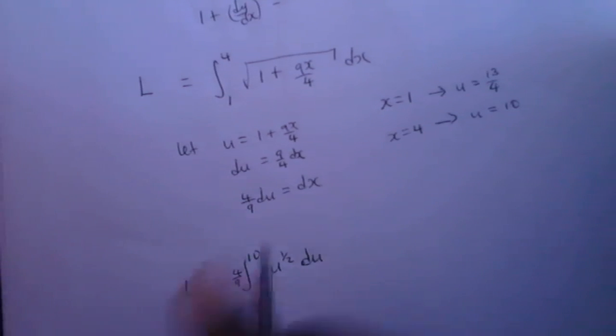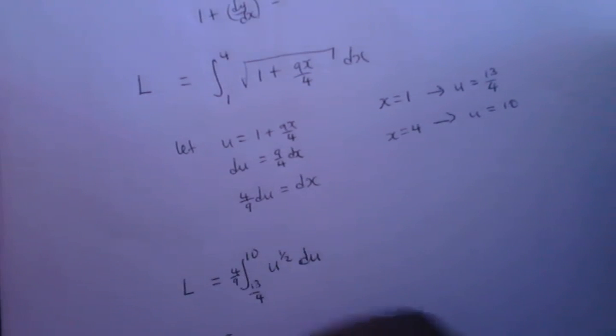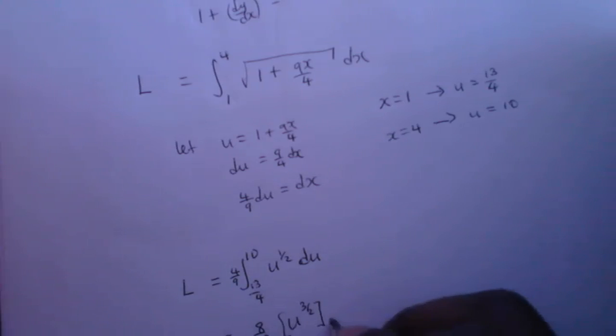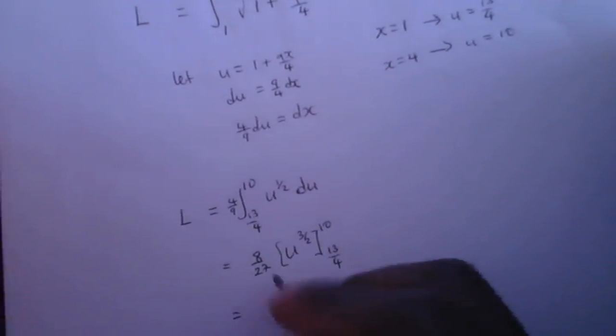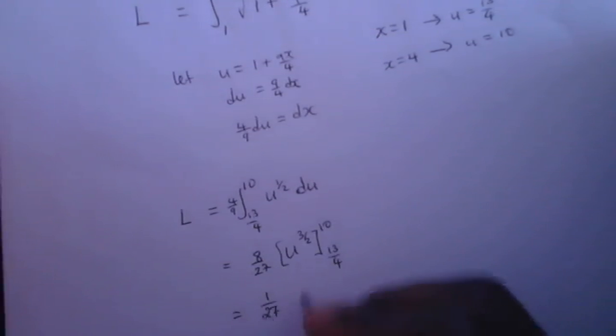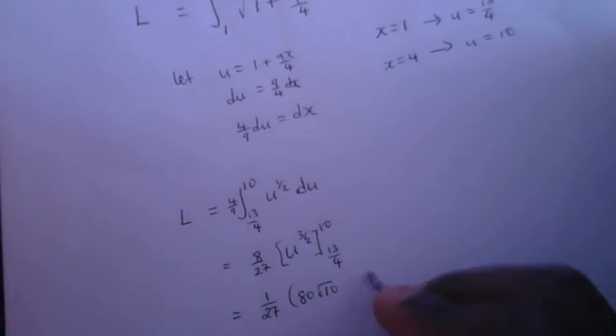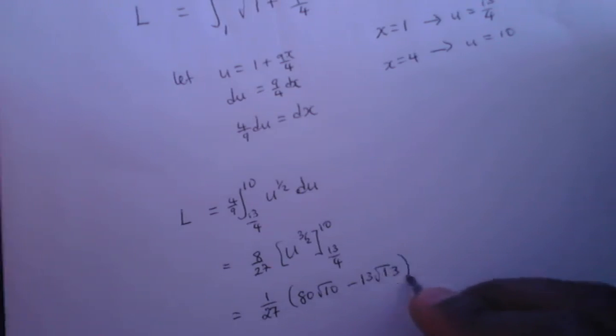There we go. And if you integrate this, you end up with 8 over 27 u to the power 3 over 2, from 13 over 4 to 10. And if you simplify that, you just end up with 1 over 27 times (80 root 10 minus 13 root 13). Alright.